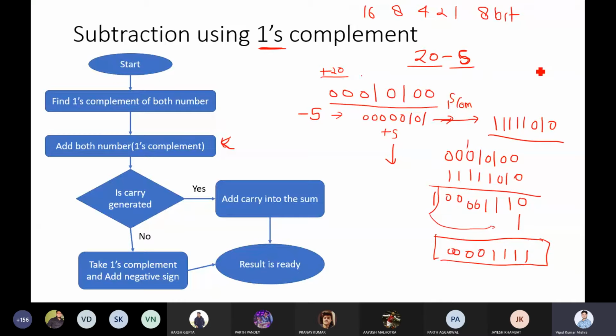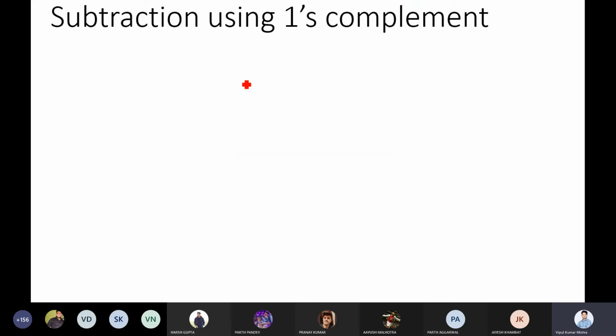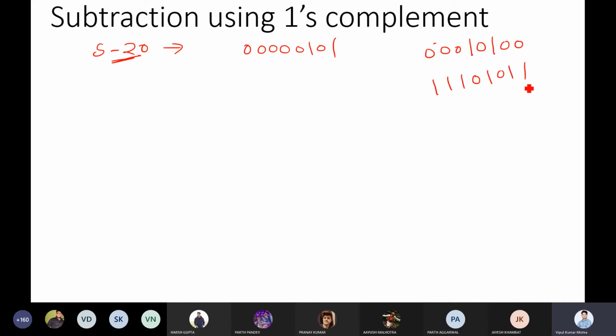Now suppose I want to do 5 minus 20. Let me take a new slide. In that case, 5 will be 101. And now here we are talking about minus 20 using 1's complement, right? So let me write 20 first. It will be 16, 8, 4, 2, 1. And once you take the 1's complement, you will get 1, 1, 1, 0, 1, 0, 1, 1.